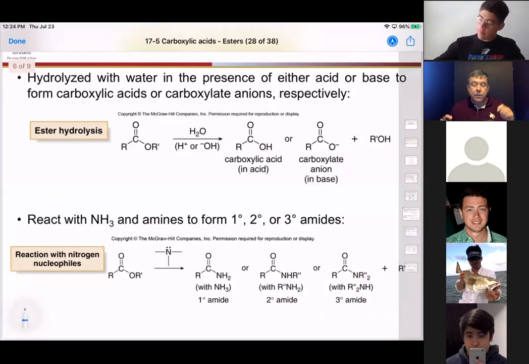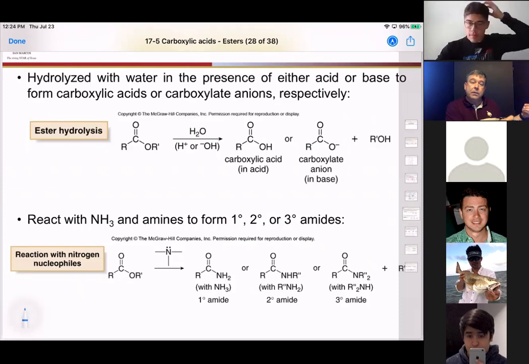Okay, so if we want to hydrolyze the ester, if we want to force it back to the carboxylic acid, we have two options for us, right? We can either do it with acid or with base, because all we have to do is add water in that acid situation we just looked at.